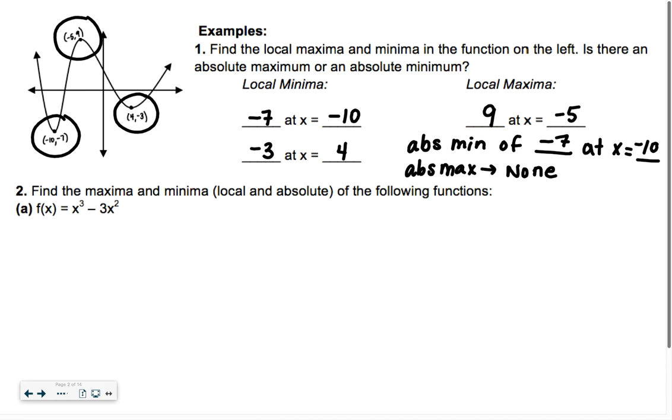So question. What if we had a closed interval? So what if this had been an endpoint here and this one had been an endpoint here? Would we always have to have an absolute max if it was closed?